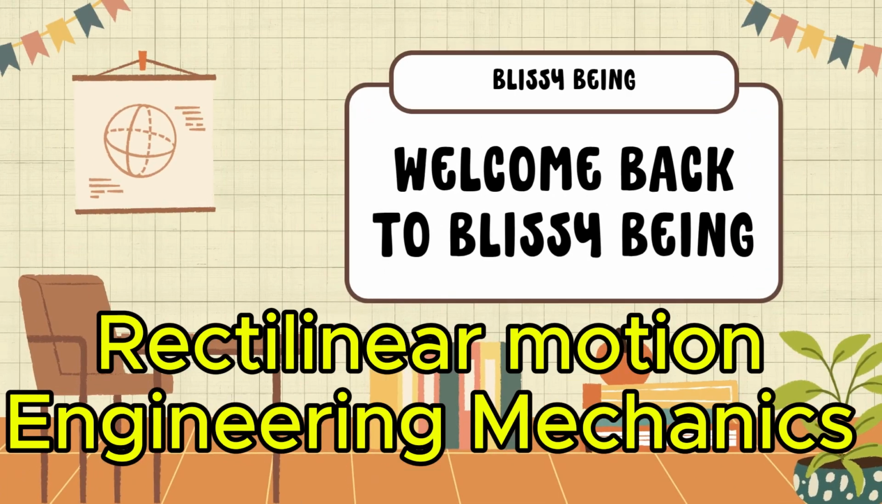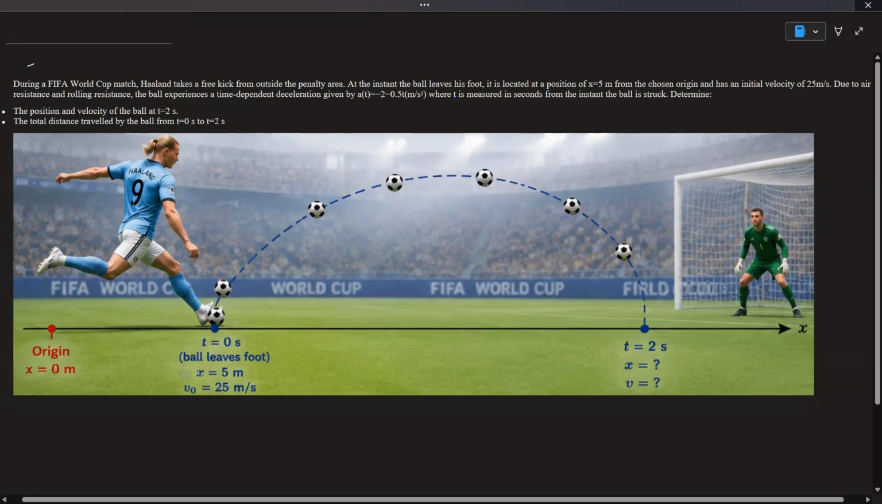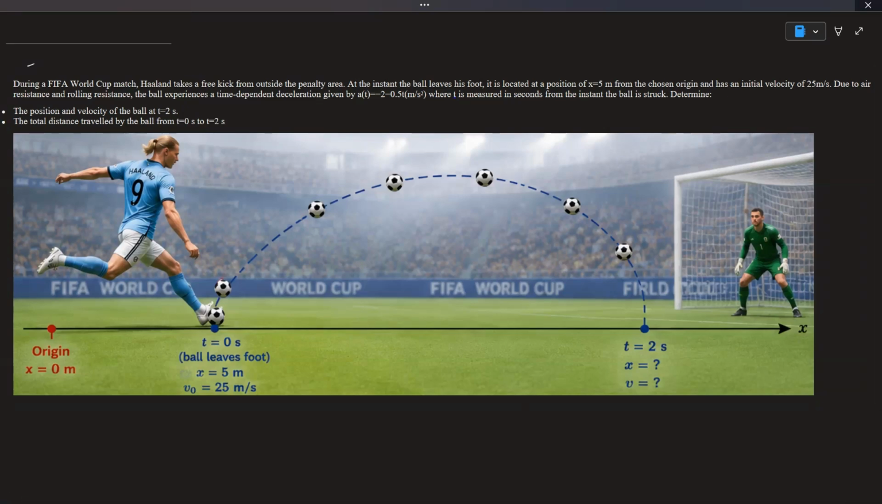In this video, we will go through rectilinear motion of engineering mechanics. During a FIFA World Cup match, Haaland takes a free kick from outside the penalty area. At the instant the ball leaves his foot, it is located at a position x equals 5 from the chosen origin and has an initial velocity of 25 meters per second.